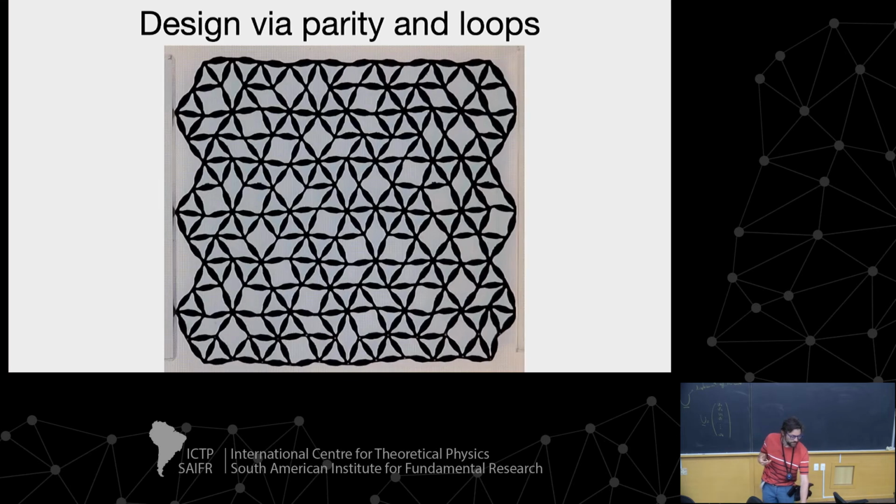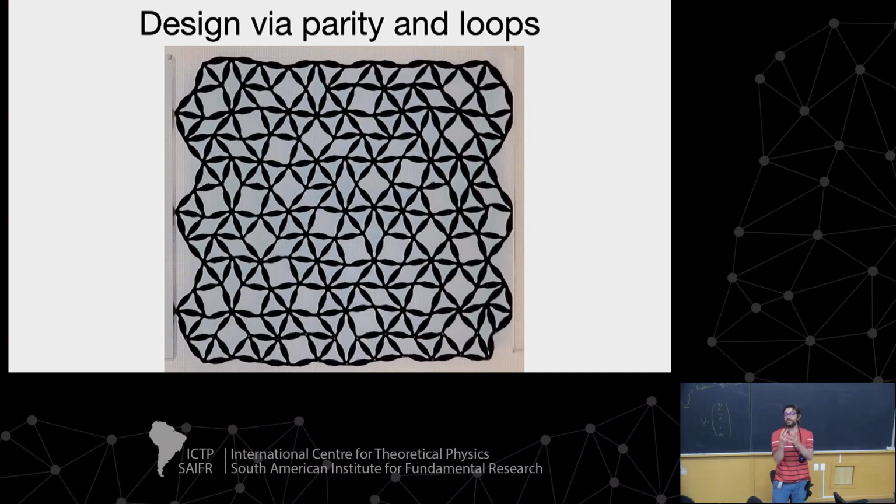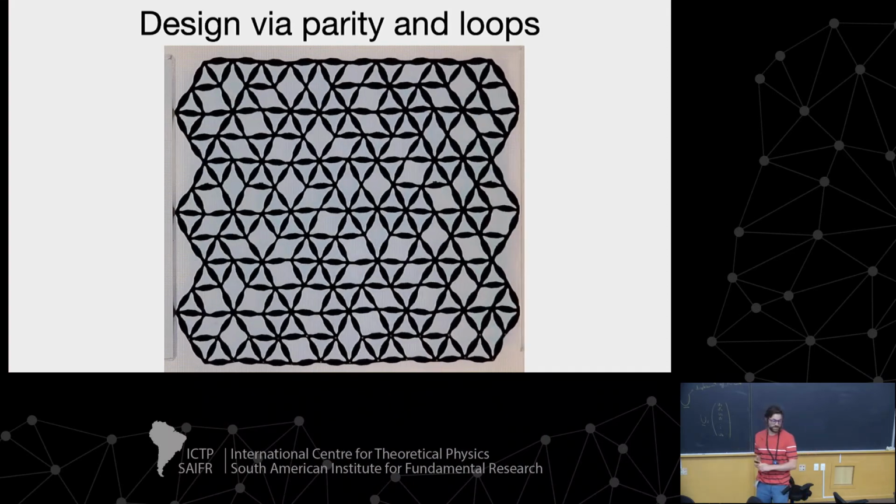And that's it. So that's one way you can think of how antiferromagnetic and ferromagnetic order encode whether an object is foldable or not.